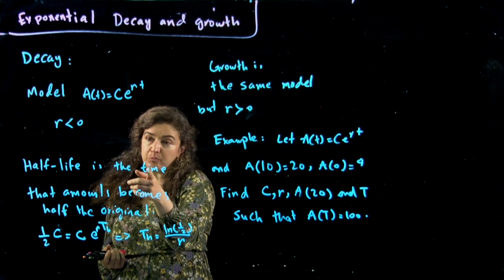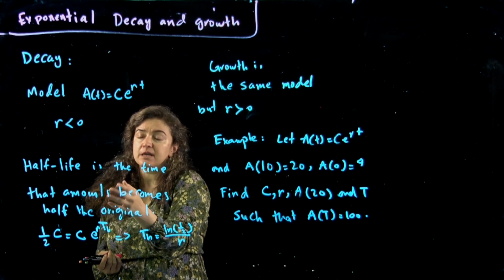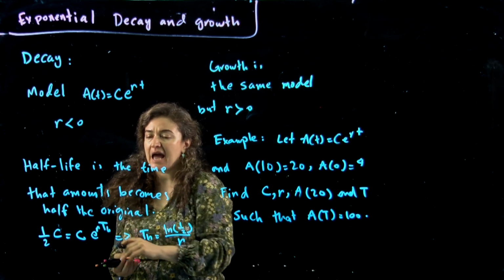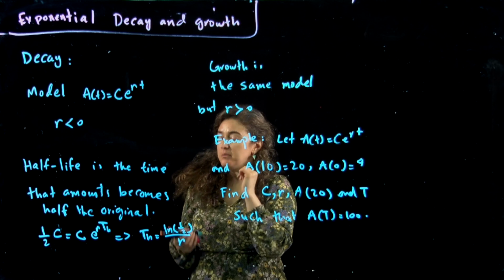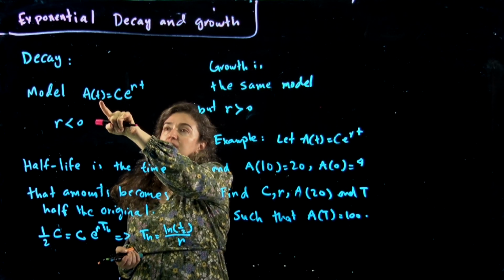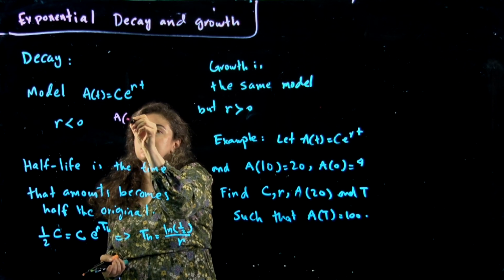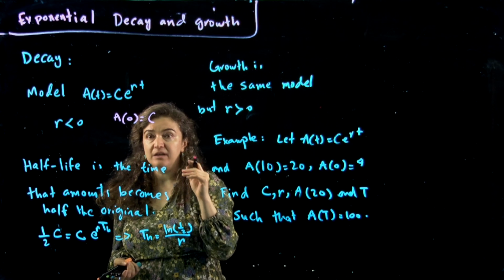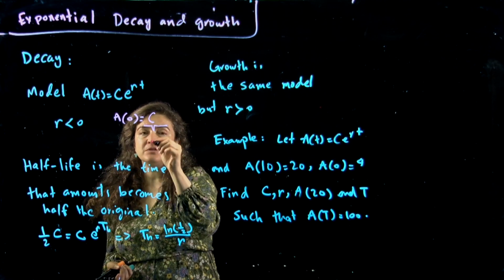Half-life makes sense for exponential decay. Half-life is the time that the amount becomes half of the original. Please notice, if I plug in 0 for t, A of 0 is going to be c times e to the power 0, which is 1. So the original amount is c.